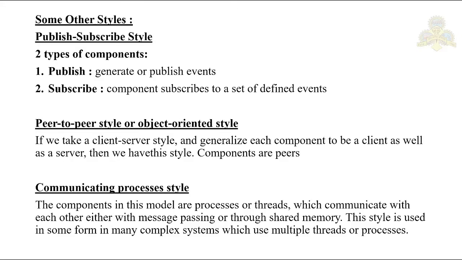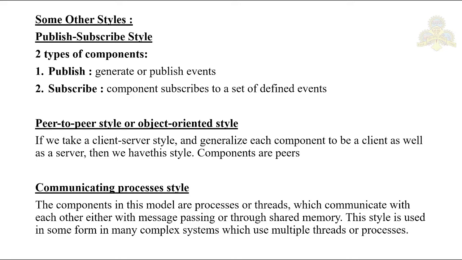In the last class we studied different styles of the C&C view. We had seen pipe and filter, shared data and client server. We will continue our discussion with the same. Today we will see the other styles of the same C&C view, that is the publish subscribe style. The second one is peer-to-peer style or object-oriented style, and the last one is communicating process style. So altogether we have six different styles for the C&C view.